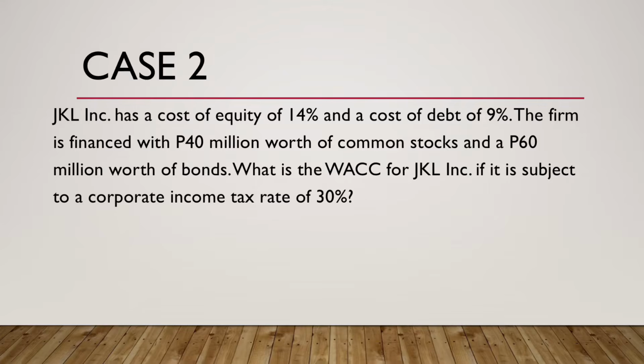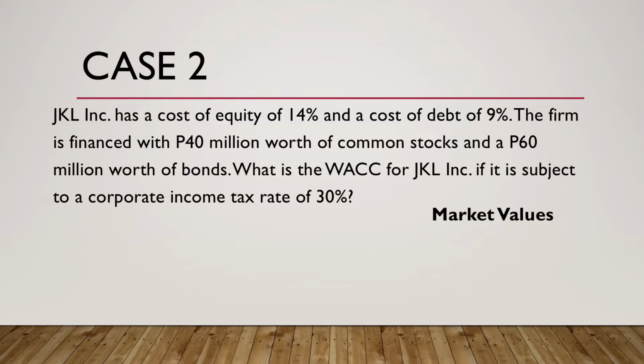JKL Incorporated has a cost of equity of 14% and a cost of debt of 9%. The firm is financed with 40 million pesos worth of common stocks and 60 million pesos worth of bonds. What is the WACC for JKL Incorporated if it is subject to a corporate income tax rate of 30%? To arrive at the weighted average cost of capital, we must first arrive at the relative weights in the capital structure of both debt and equity.